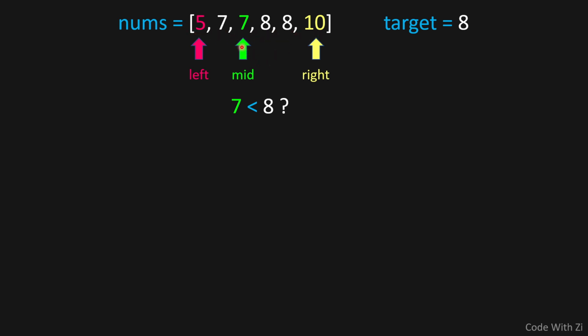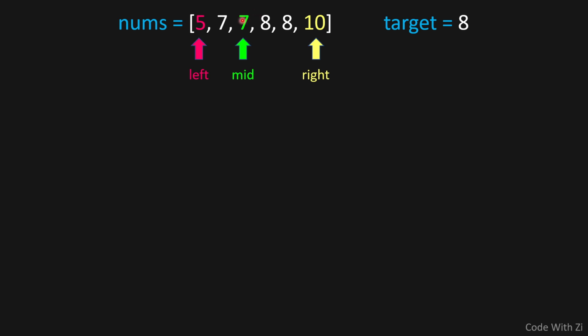So if the number in the middle is smaller than the target, that means all of the numbers that come before the middle number are also going to be smaller than the target, and we can just ignore them because the array is sorted. So is 7 smaller than 8? Well, yeah. So we know that we won't find our answer here, because all of these numbers are smaller than the middle number, and the middle number itself is already smaller than the target. So we don't want any of these.